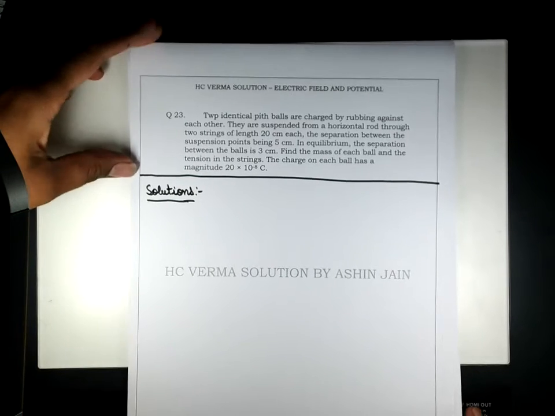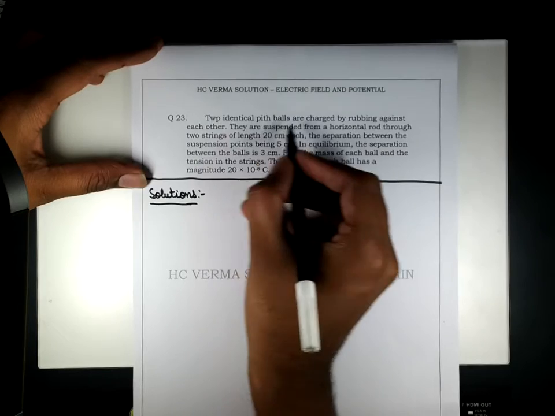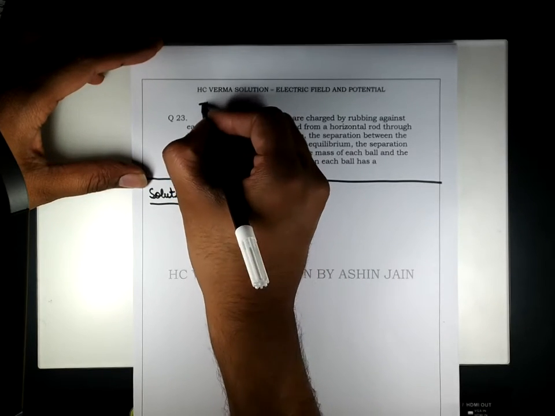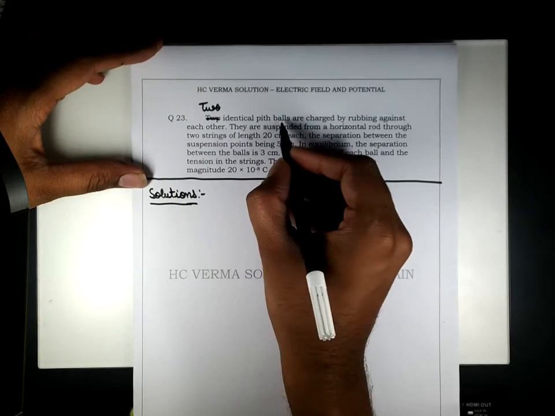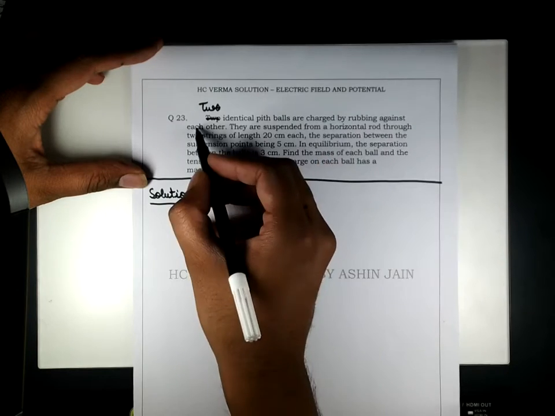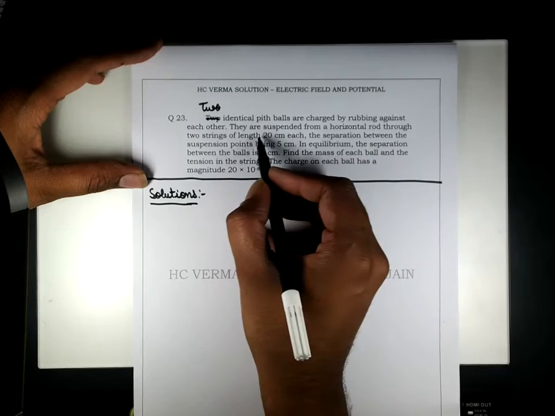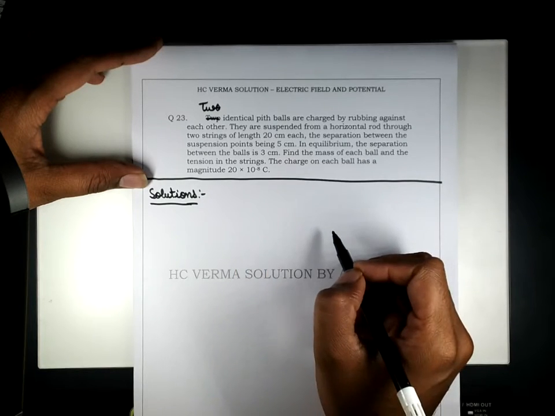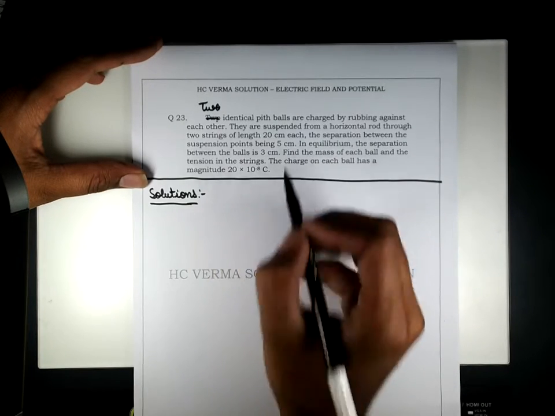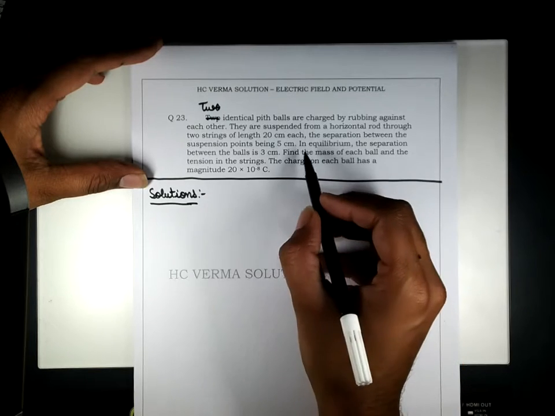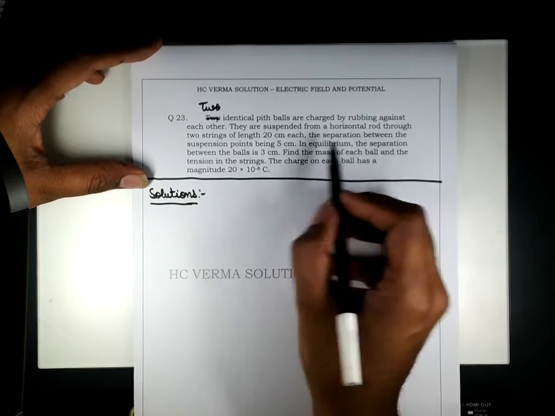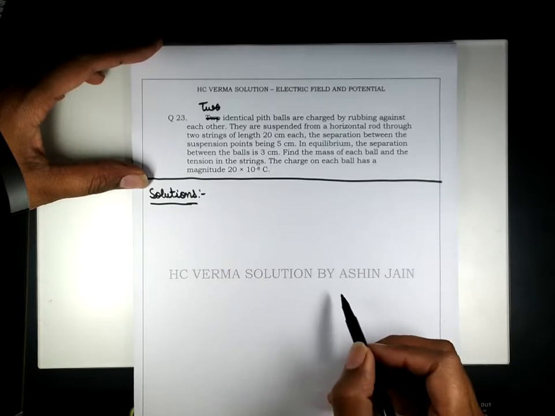Yes, let's see this case. Two identical pith balls are charged by rubbing against each other. They are suspended from a horizontal rod through two strings, each 20 cm long. The separation between the suspension points is 5 cm. In equilibrium, the separation between the two balls becomes 3 cm.